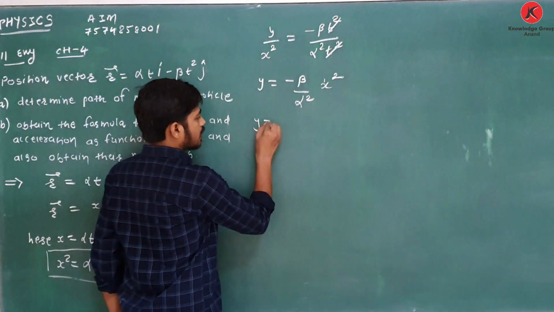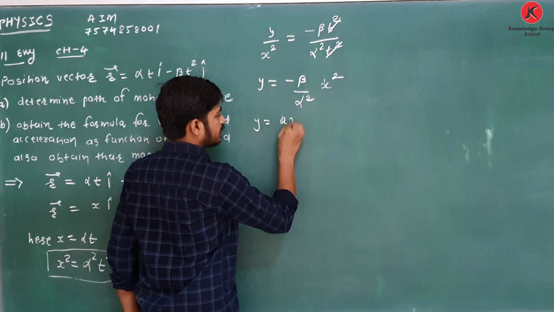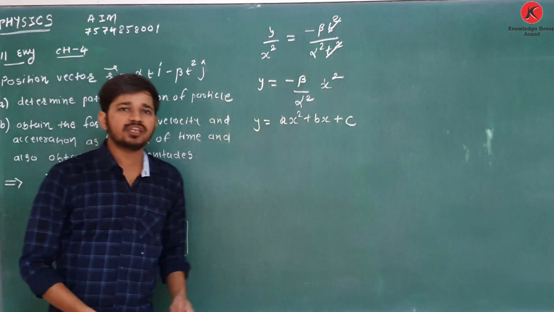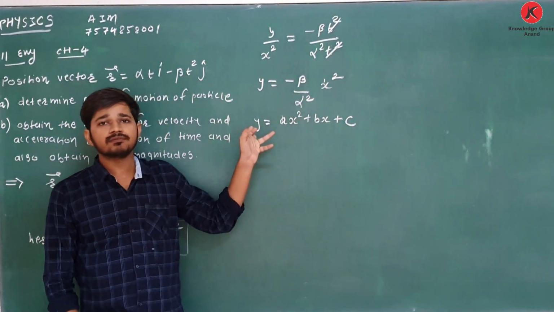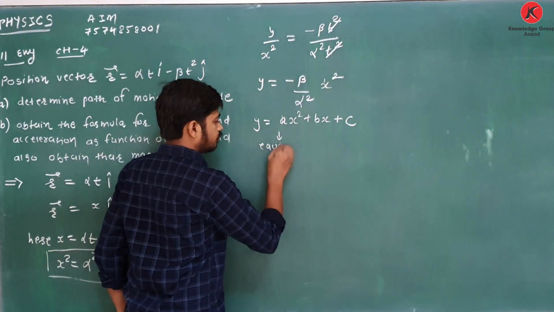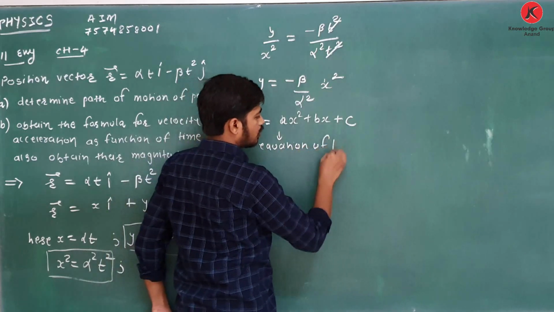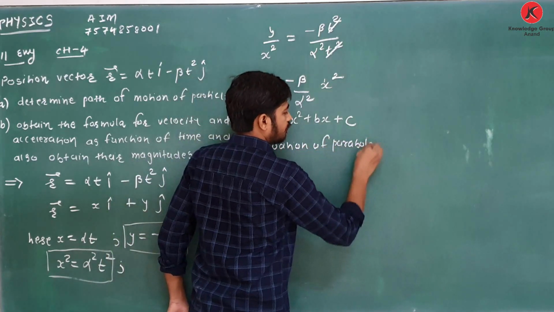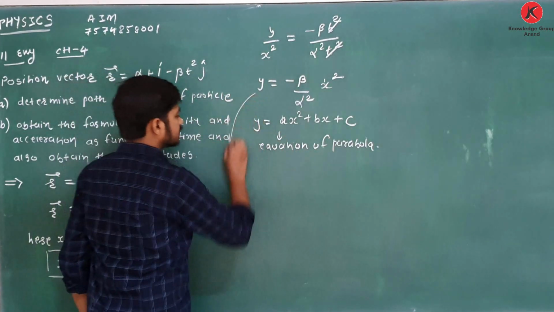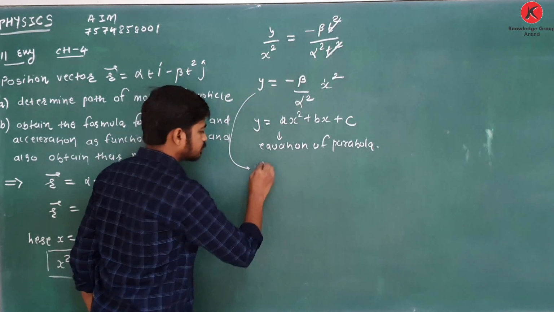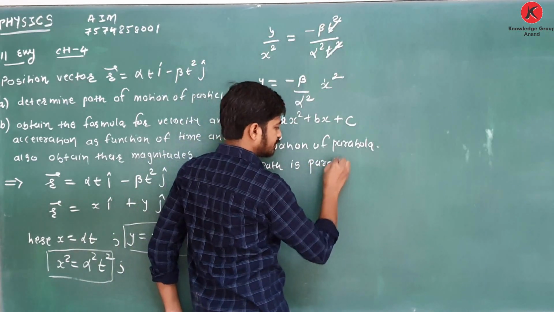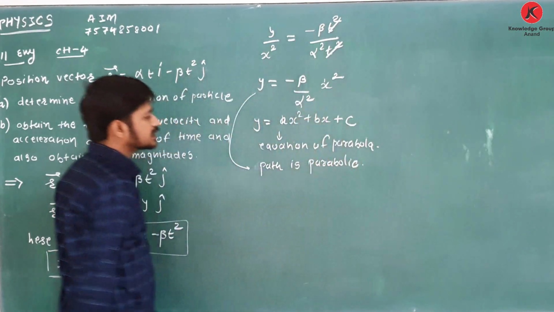Now we have an equation like y is equal to a x square plus b x plus c. There is only one equation in which we have square of x and only one power of y, and it is equation of parabola. So if we compare our equation with this standard equation, we can say this equation is also of parabola, so its path is parabolic.